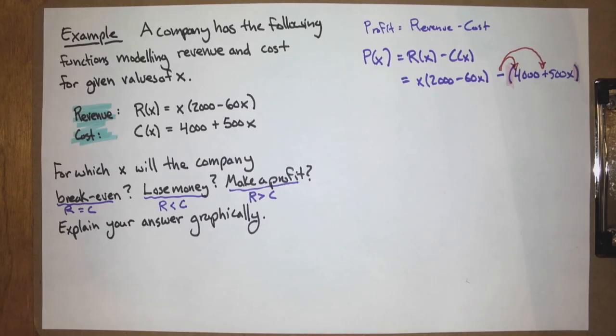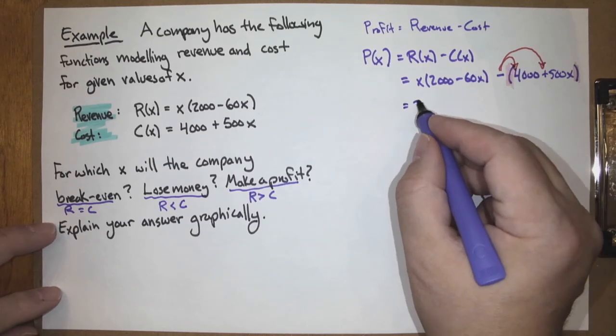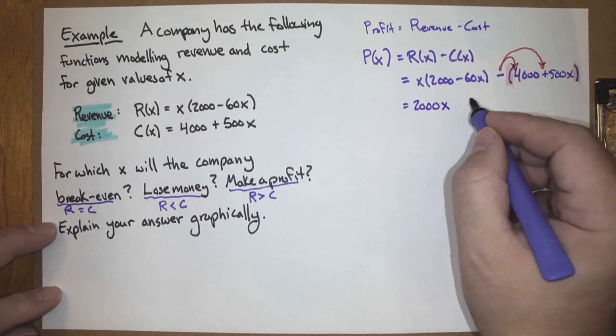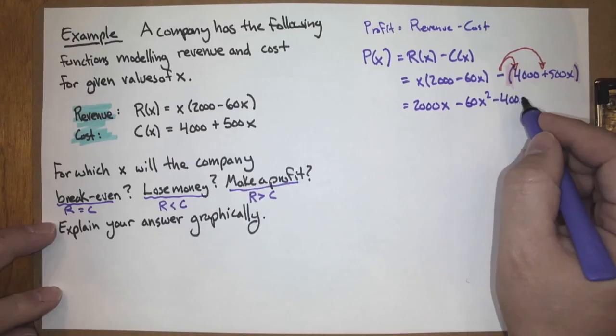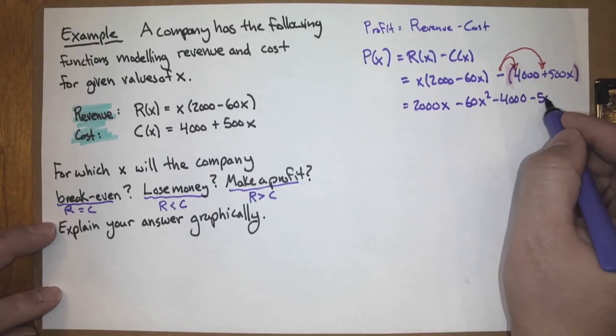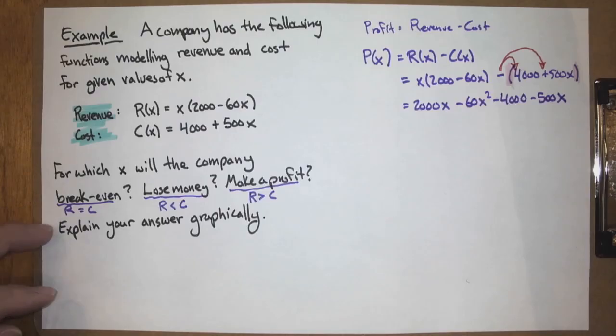All right, well, we keep simplifying. So what do we get? Well, we get that this is equal to 2,000x minus 60x squared minus 4,000 minus 500x. And getting a little bit nervous about some of these numbers. These are some big numbers involved, but we keep going.